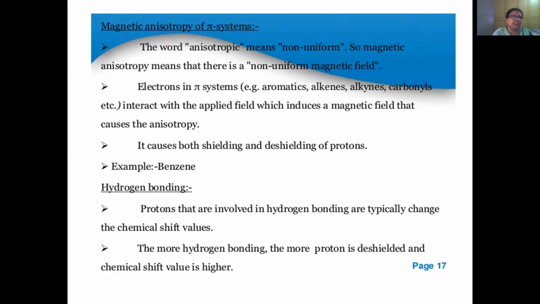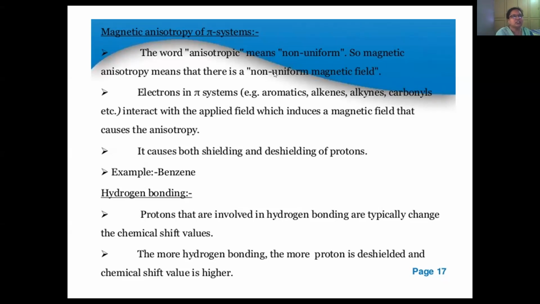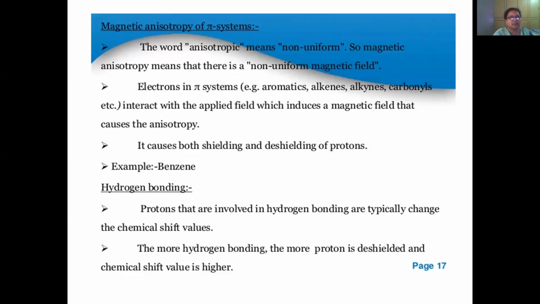Now coming to the next point, hydrogen bonding. You can see hydrogen bonding generally in alcohols, water, esters, ethers. Protons involved in hydrogen bonding typically change the chemical shift values. The more hydrogen bonding, the more the proton is de-shielded and the higher the chemical shift value.